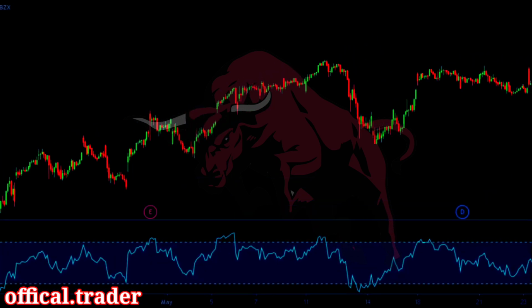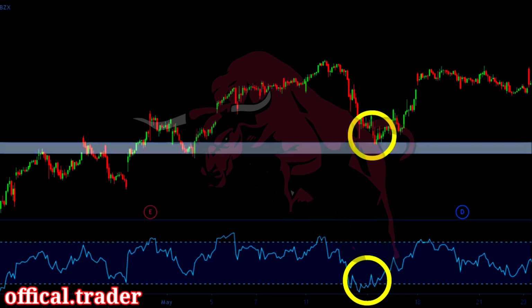Let us now take a look at another example. Here we have the Microsoft stock on a 30-minute chart. The RSI here goes into the oversold area. Meanwhile, the price of the stock is at a very important level. This area has previously acted as a support level.